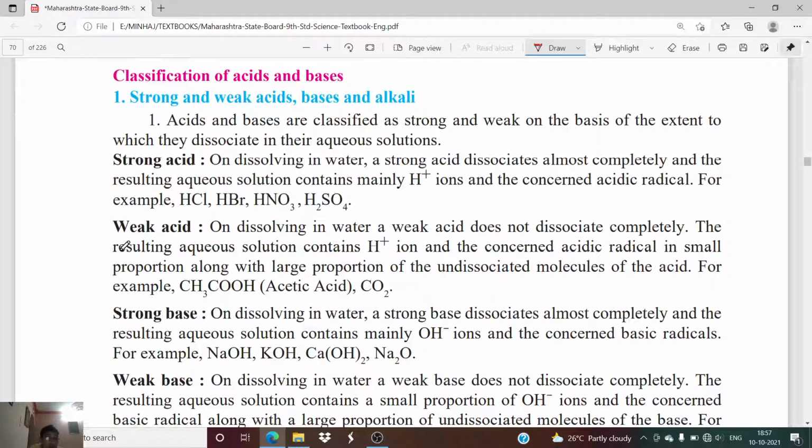CH3COOH, that is the molecular formula of acetic acid. Okay, and I think this is the wrong example. We must have here H2CO3, that is carbonic acid. Okay, CO2 is not an acid, so we must have as an example H2CO3, that is carbonic acid. Okay, so these are the examples of weak acid.